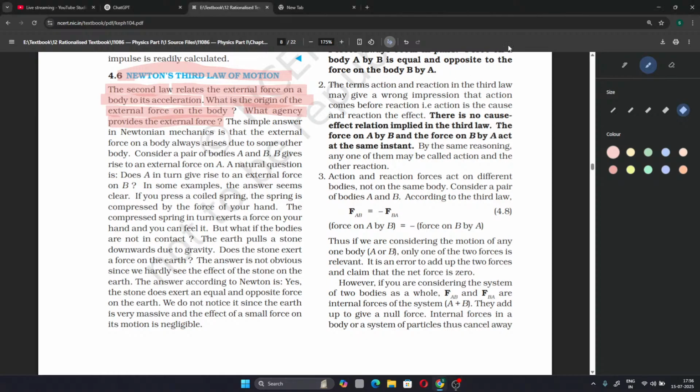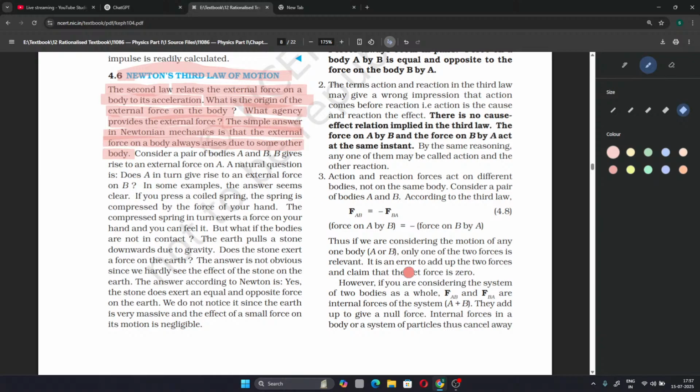Okay, let's continue. Newton's third law of motion. The second law relates the external force on a body to its acceleration. What is the origin of the external force on the body? What agency provides this external force? The simple answer in Newtonian mechanics is that the external force on a body always arises due to some other body.